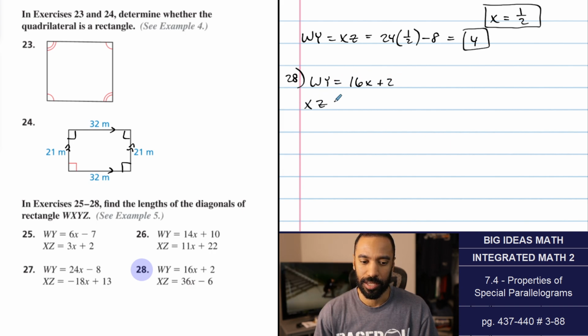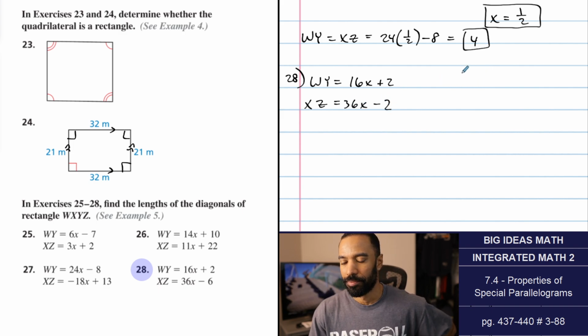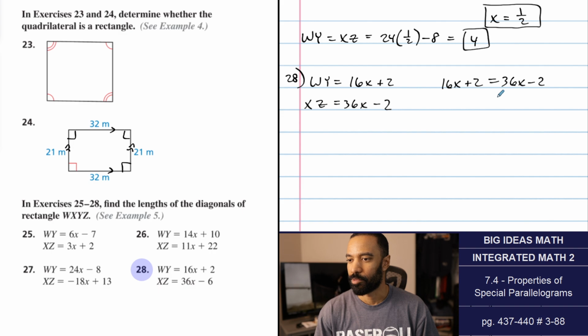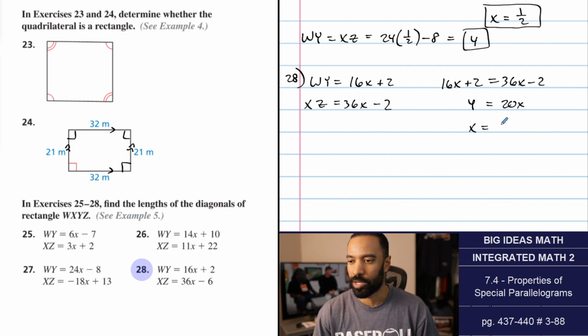WY and XZ. Probably another fraction if we just ran into one before. Okay, so 16x plus 2 equals 36x minus 2. I'm going to subtract 16x to get 20, add 2 to get 4. 20 divided by 4, or 4 divided by 20, excuse me, is 1/5.